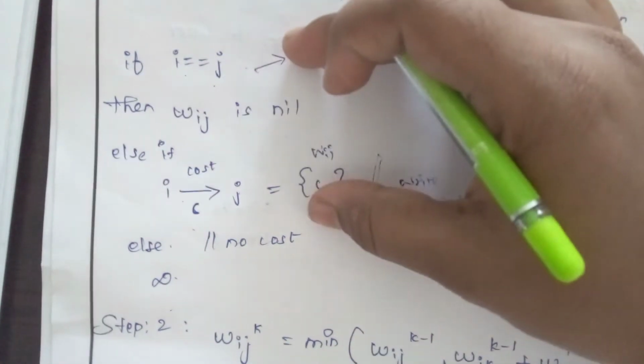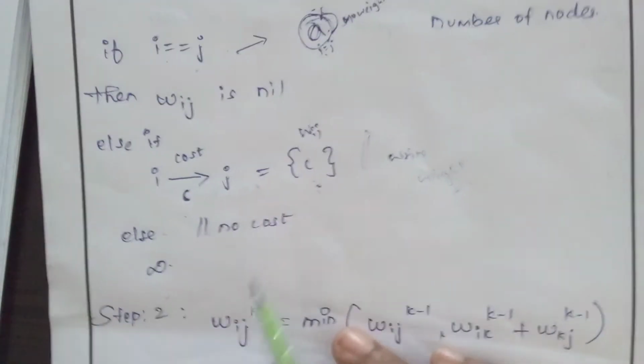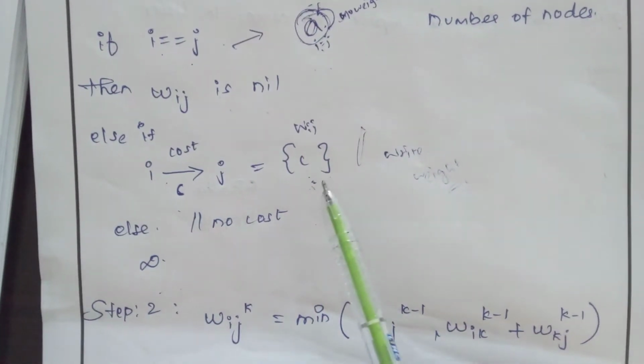Mostly these two things are there in the problem of Floyd's algorithm. Let's see with the problem. Again, if a weight is there, Wij, I have told you.